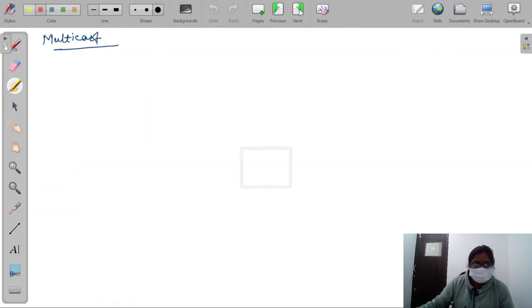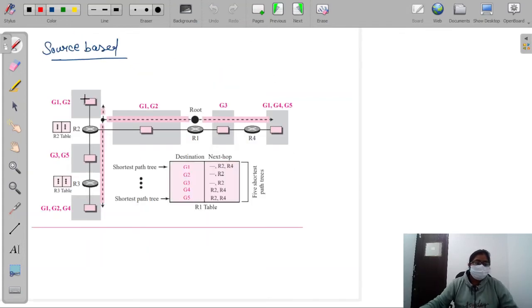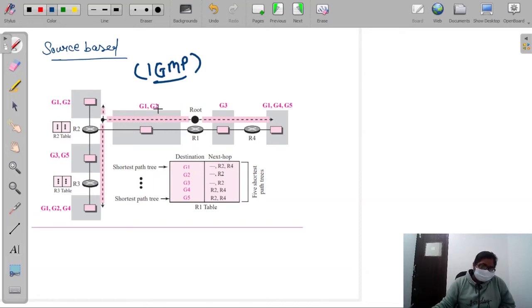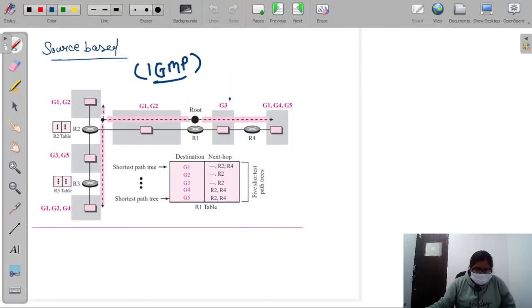Okay, now let's see multicast. As we discussed, there are two types of tree records. One is the source based tree, and another is the group shared tree. If we look at the source based tree, it is for multicasting in the sense of IGMP, meaning the information is to be sent to groups, not only to a single interface as here, where it was sent to single interfaces n1, n2, n3 and so on. Here the information is to be shared among the groups. Okay, so we again take R1 as our root and these groups at our leaves.